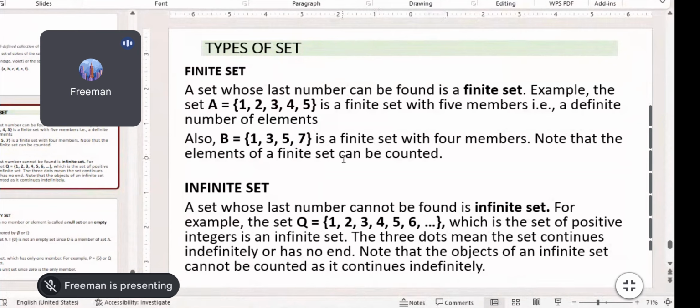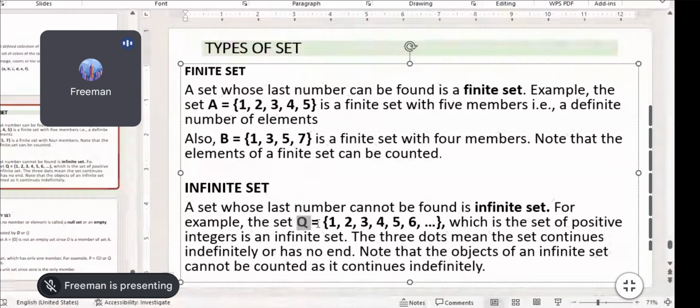So for instance, the set Q here has 1, 2, 3, 4, 5, 6, and the 3 dots there tell you that it goes up to infinity. The infinity we are talking about is the same thing as infinite here. We cannot determine the last number.